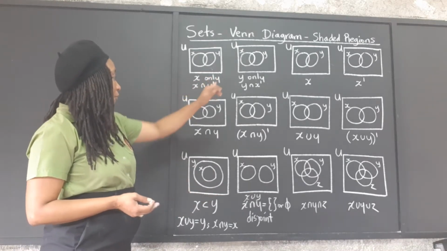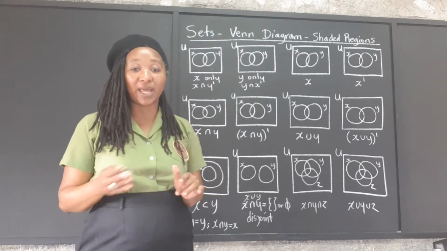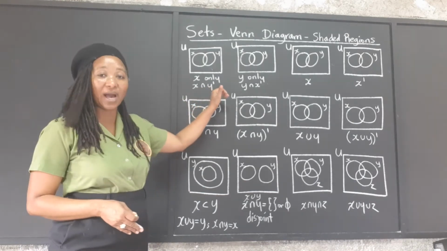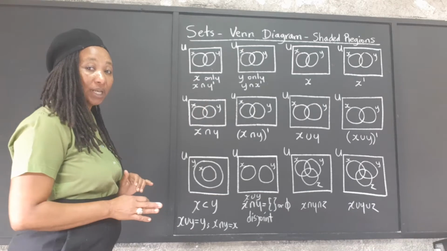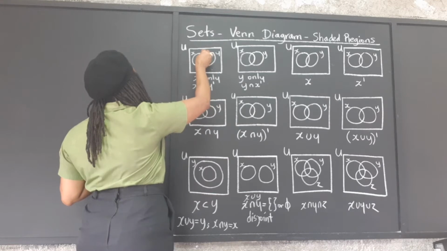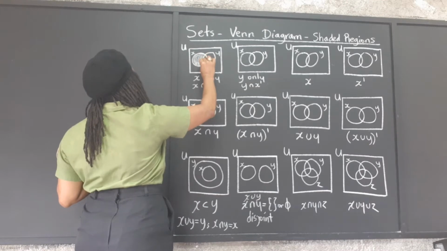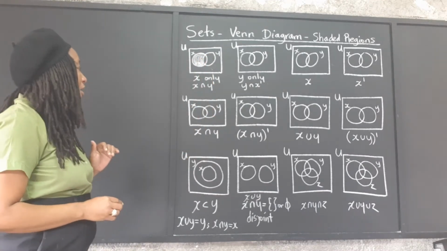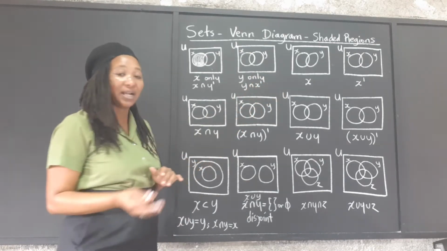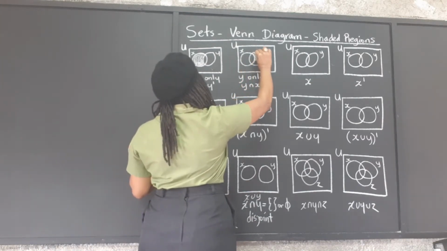So X only, we're going to shade the region that is X only, not where X overlaps with Y. And this is how we would write it. X intersect Y complement, that's X only. So it's not going to include the intersection, so just this area, that is X only. How about Y only, or Y intersect X complement? The part of Y but not where it overlaps with X. So that would be here. That's Y only.